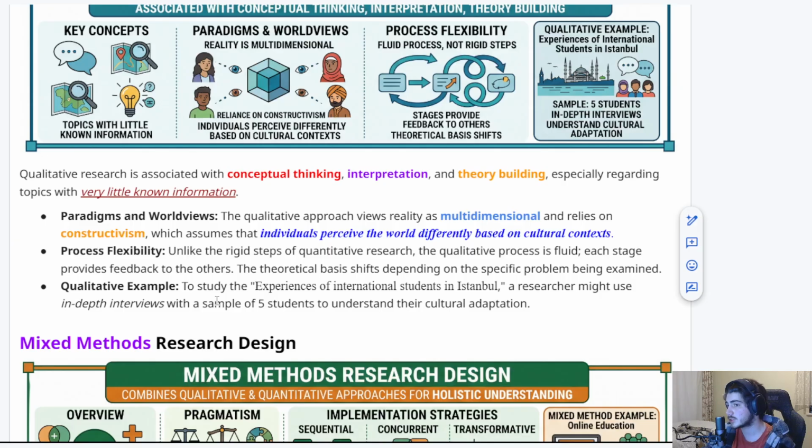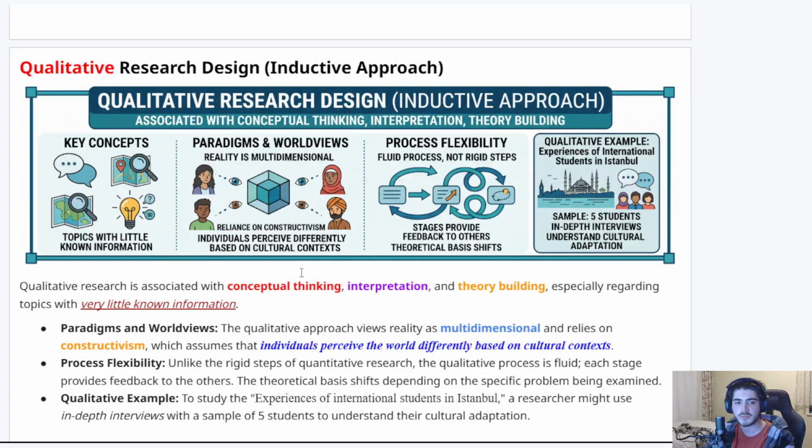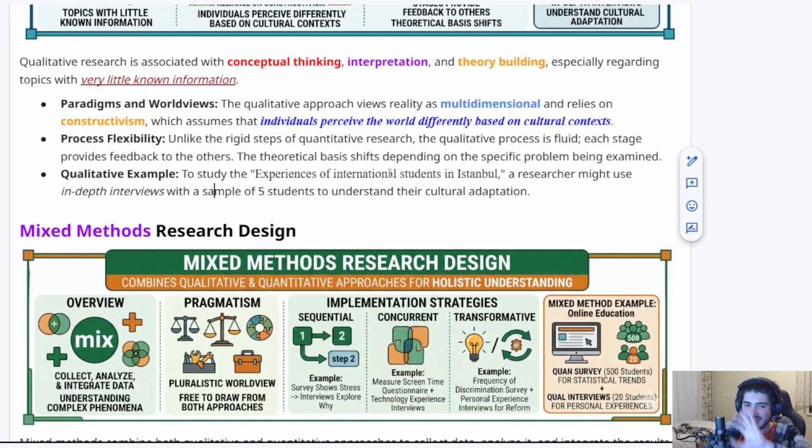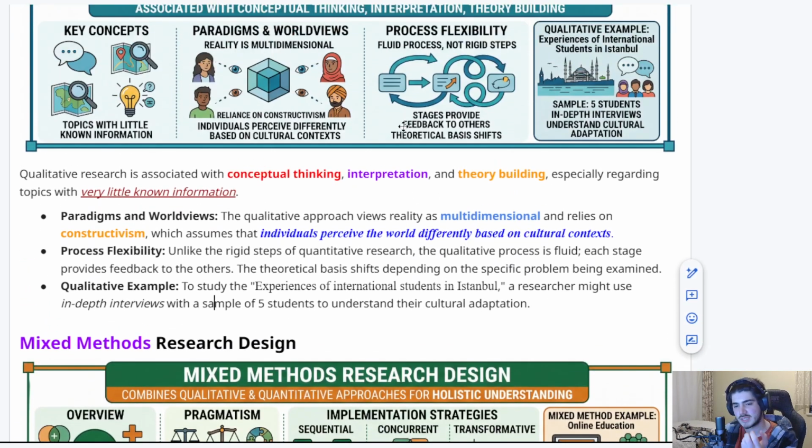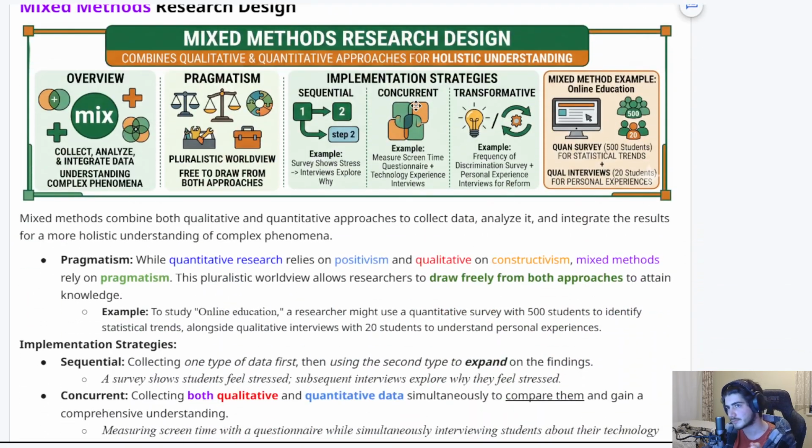For example, to study experiences of international students in Istanbul, a researcher might use in-depth interviews with a sample of 5 students to understand their cultural adaptation. It can be argued that this gives you much more data than if you just conducted a survey on 200 people because you're going in depth into their specific experiences.